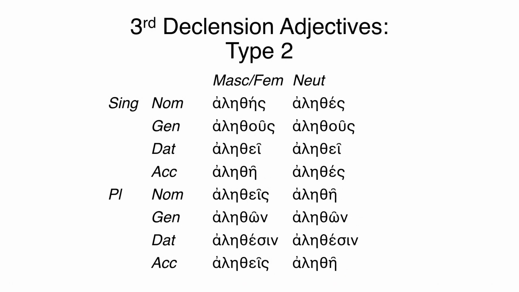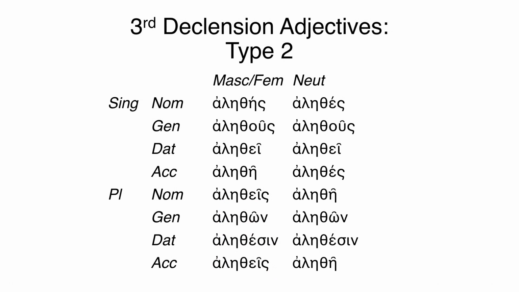Now we move to the type 2 third declension adjectives. Again, we have a masculine and feminine single column, and then a second neuter column. These will follow the word alethes or alethis, which is an adjective meaning true. Here we have alethes, alethous, alethei, alethe, alethes, alethon, alethesin, alethes. Modern pronunciation: alethis, alethous, alethi, alethi, alethis, alethon, alethesin, alethis.